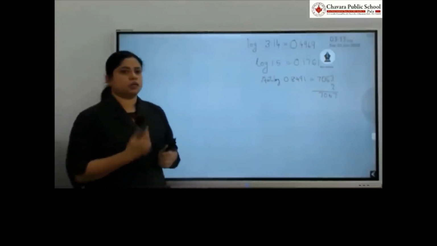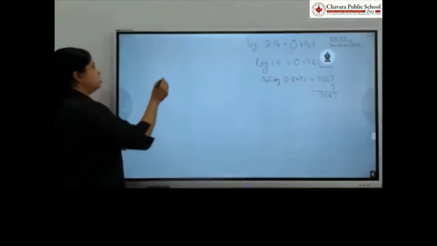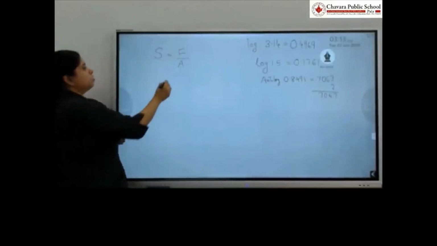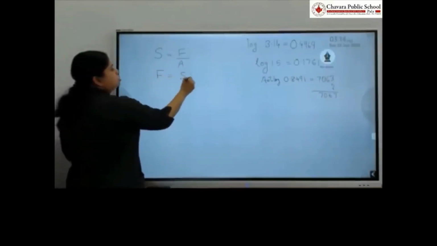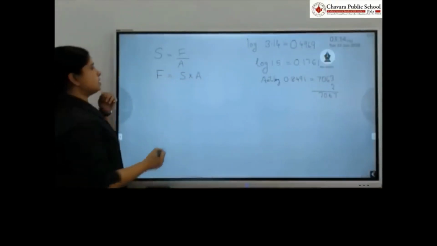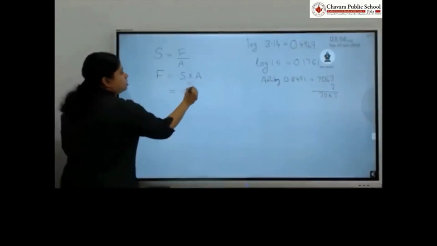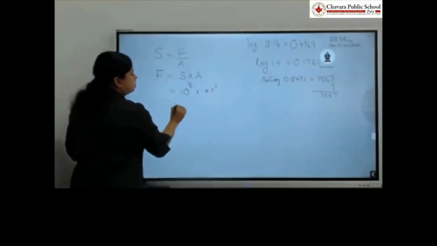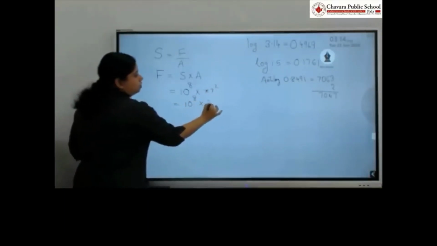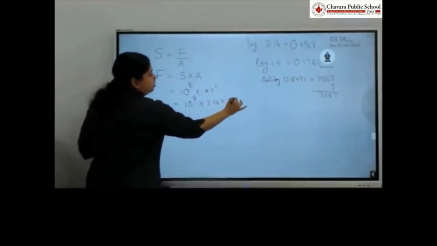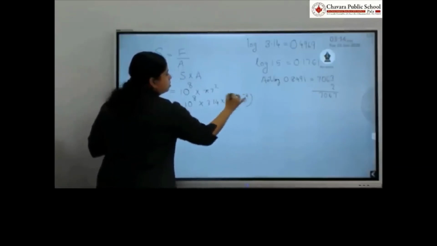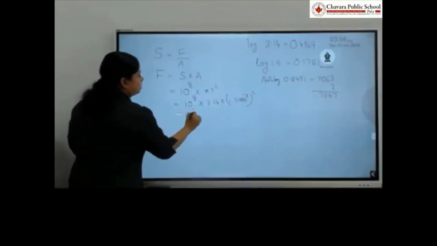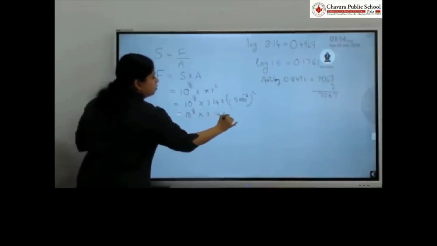So, how can we apply logarithm to that question? You know that the equation is stress equals force by area. You have to find the force. Force is equal to stress into area. Here the value of stress is 10 raised to 8 Newton per meter square, and the area is pi r square. So, this is equal to 10 raised to 8 into 3.14 into 1.5 into 10 raised to minus 2, squared. Then consider the power of 10 together, 10 raised to 8 into 3.14 into 1.5 square.